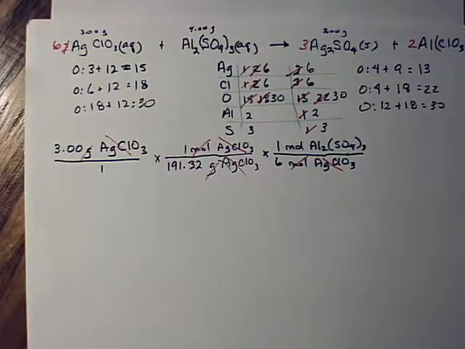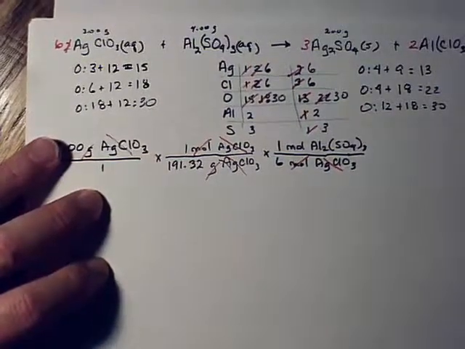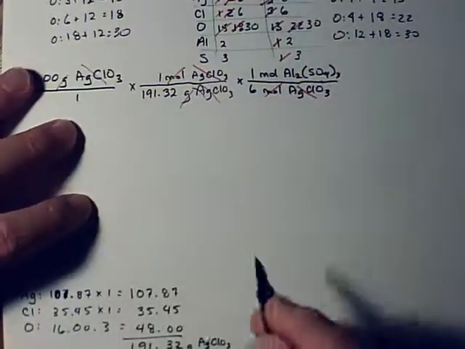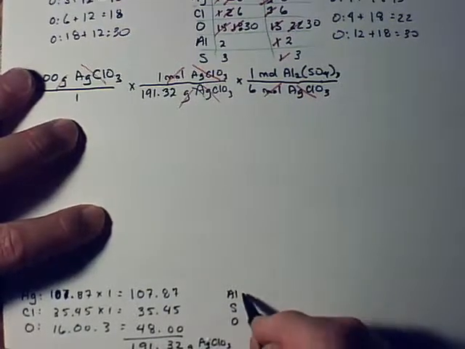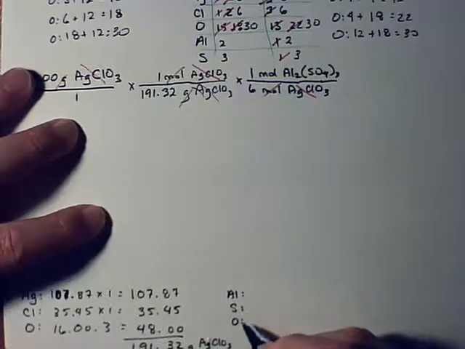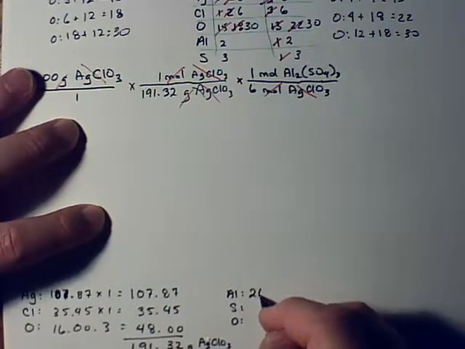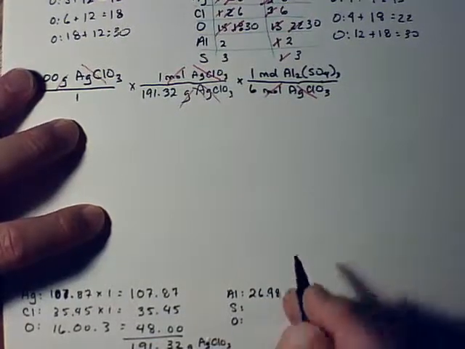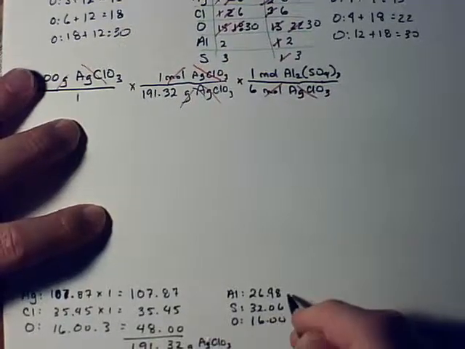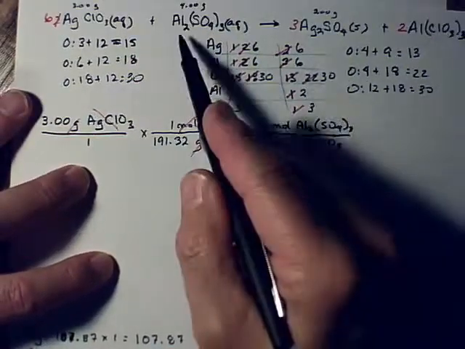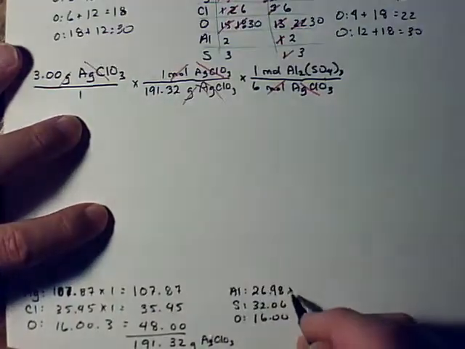I've got to convert that now to mass to compare it to the original amounts. So I need another molar mass calculation, this time for aluminum sulfate. In the formula, there are 2 aluminums, 3 sulfurs, 12 oxygens.